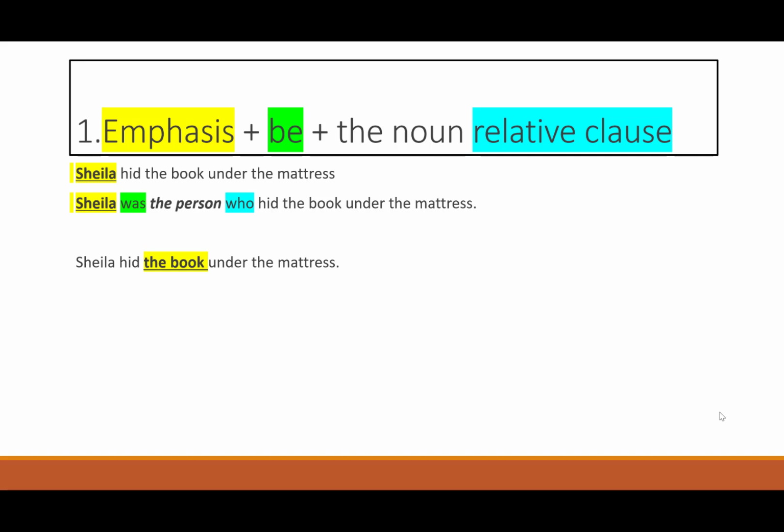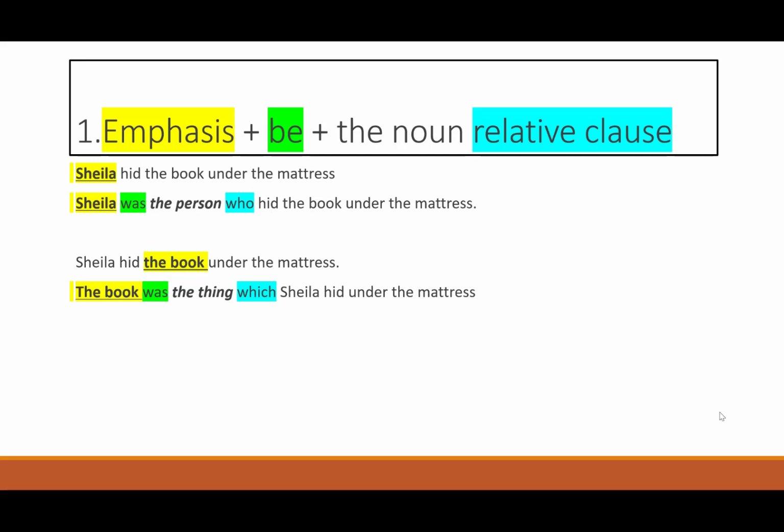Let's take a look at the second example. Sheila hid the book under the mattress. We would like to stress the book. According to the pattern, we put the word or the phrase we would like to emphasize first. So we put the book first as the subject. Then we use be, because this is past tense. Hid is past tense. We use was.